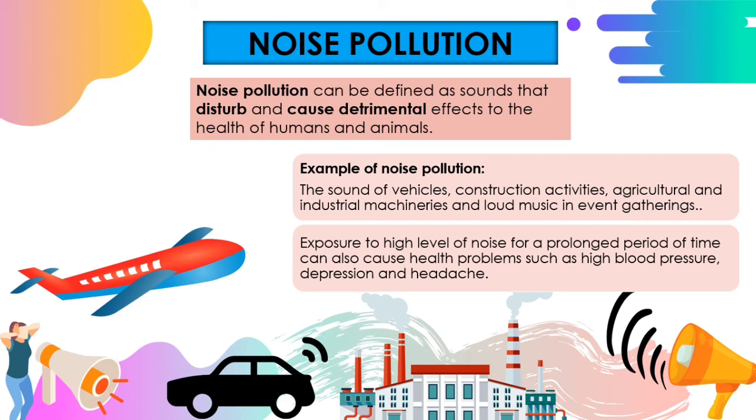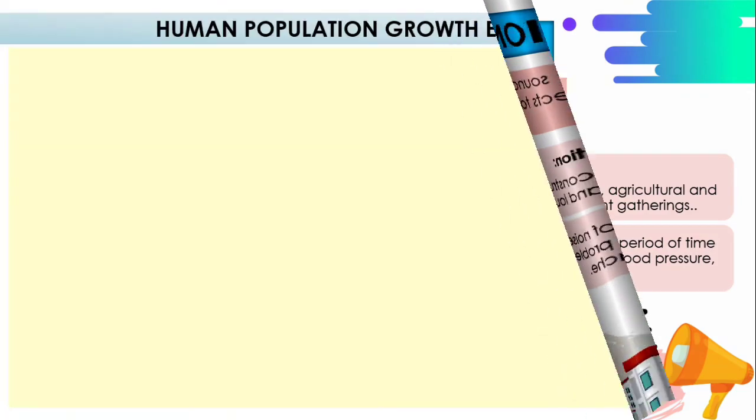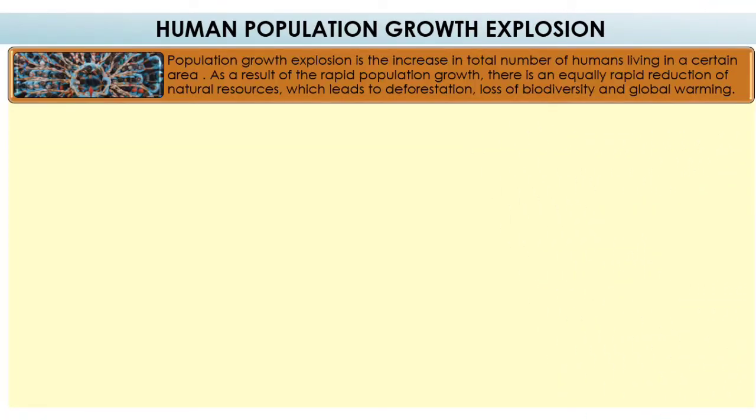Human population growth explosion. Population growth explosion is the increased total number of humans living in a certain area. As a result of the rapid population growth, there is an equally rapid reduction of the natural resources, which leads to deforestation, loss of biodiversity and global warming.